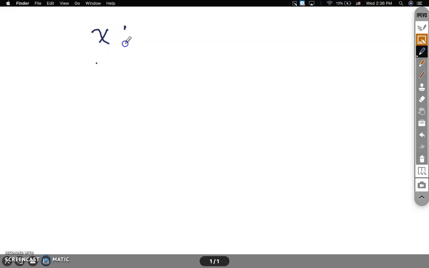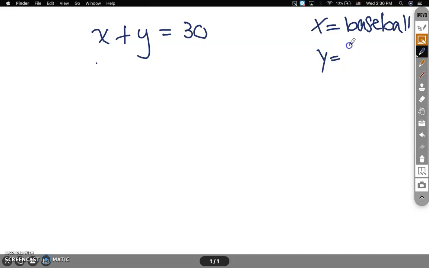So x plus y equal to 30. I'm going to say x is equal to baseball cards, and y is going to be equal to basketball cards, okay? And if I add them together, I'm going to get a total of 30 cards, okay? Then let's say a baseball card costs $2 each, and a basketball card costs, let's say, $3 each, okay?